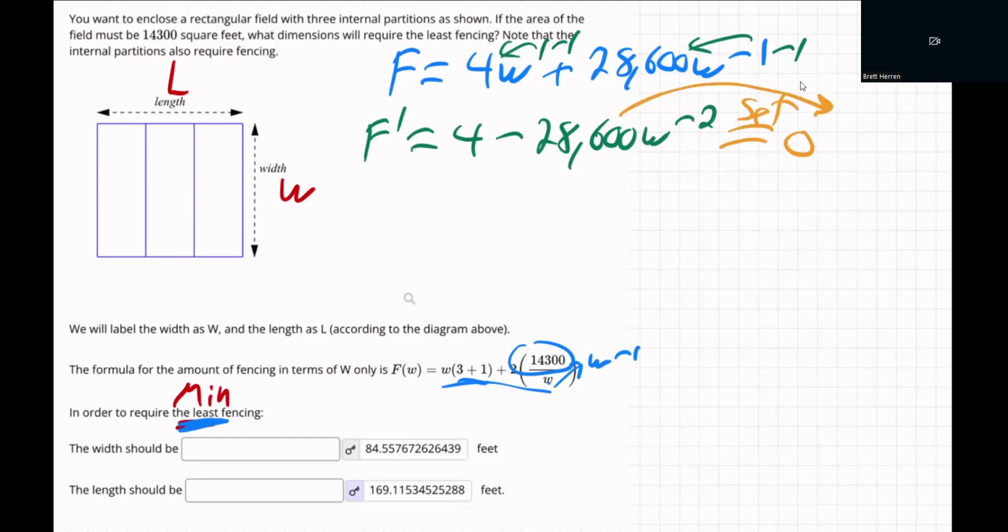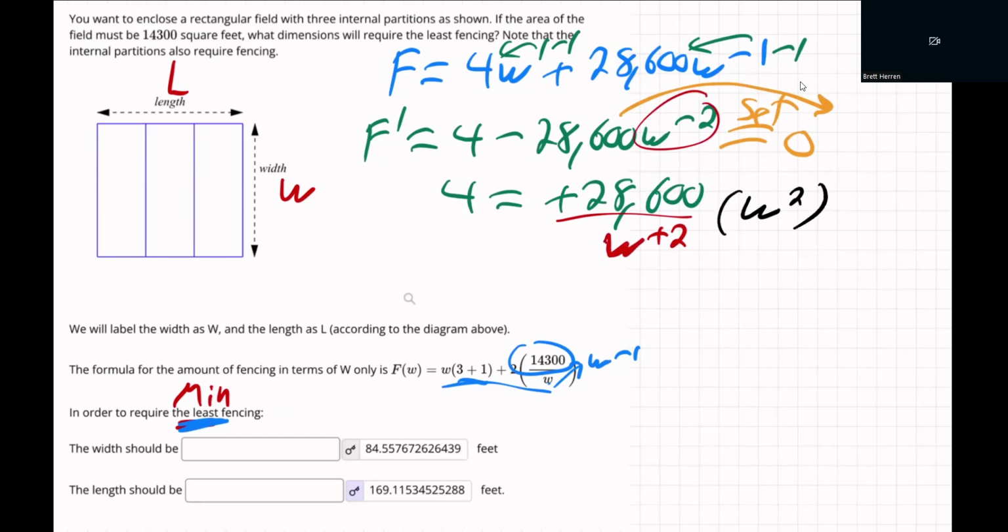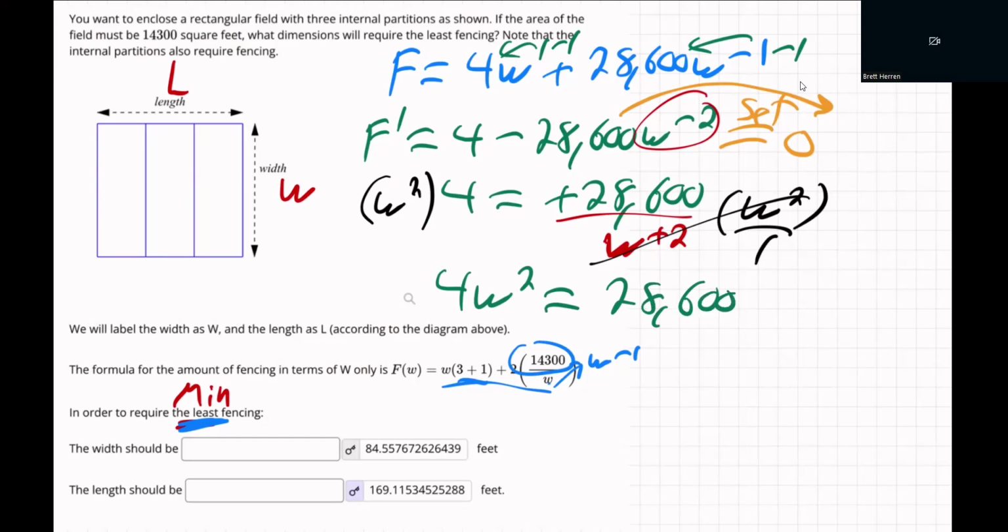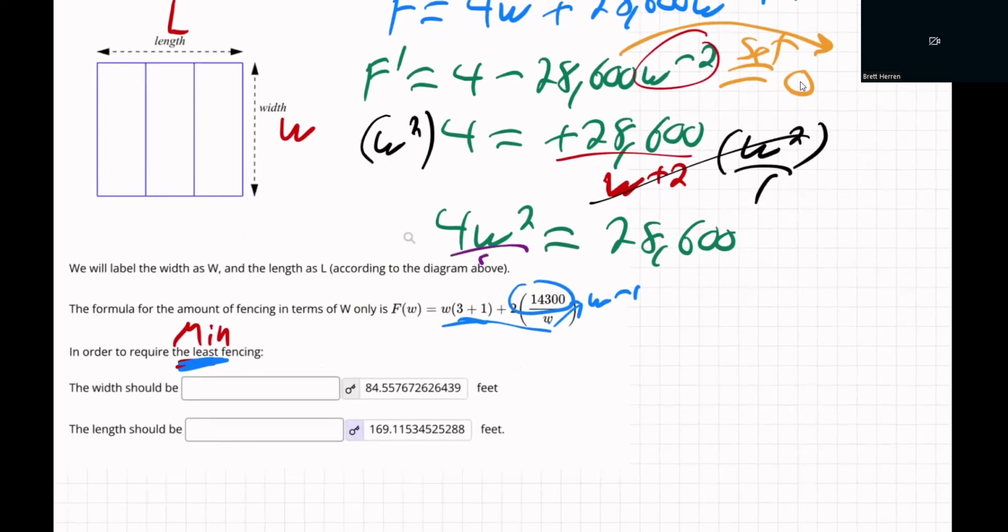All right, jump this guy to the other side. 4 equals positive 28,600. And I'm going to actually make this W to the plus 2, right? Because negative powers jump to the bottom. So like so. Now, how do I solve for W? I'm going to multiply both sides by W squared. Boom. So I get 4W squared is 28,600. Getting close. Divide by 4.